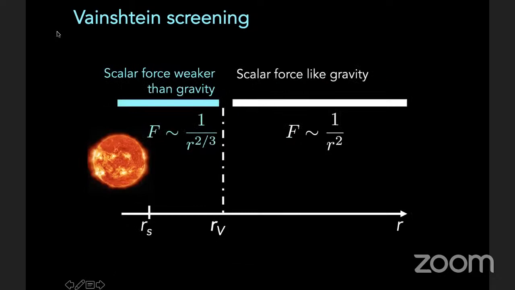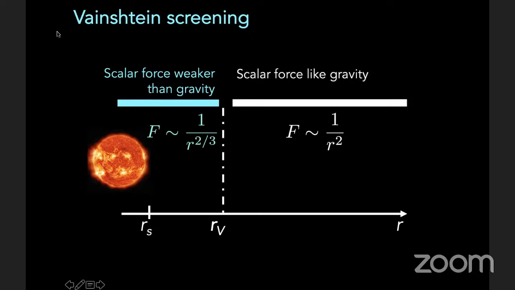In more comprehensible terms, you can show, because that particular example can be integrated, you can have an analytical answer to this. You can see that closer to your massive source, your scalar force basically scales like radius to the 2/3, so it's weaker than gravity, but further away from the source, you recover the 1/r² behavior. And so it's got a strength like that of standard gravity.